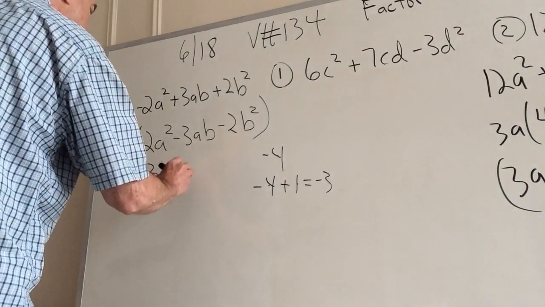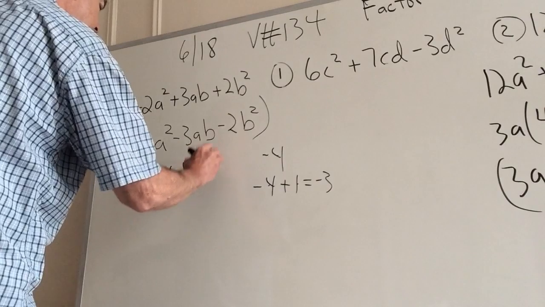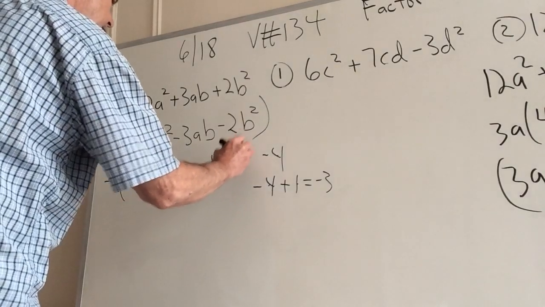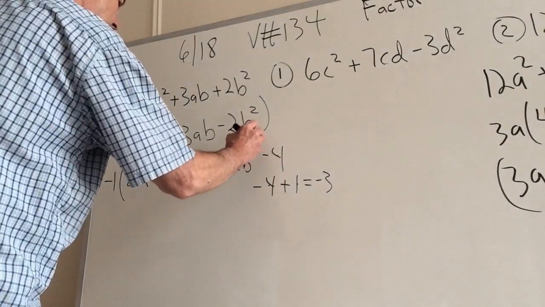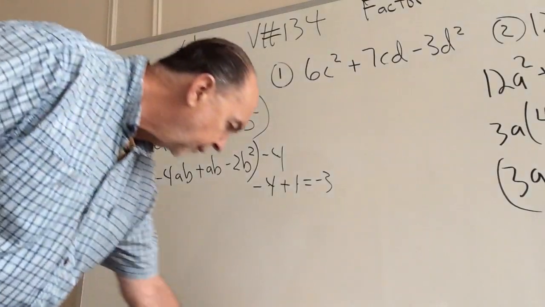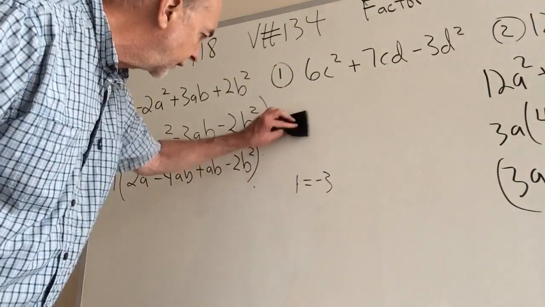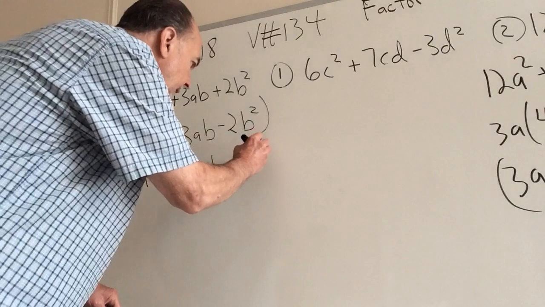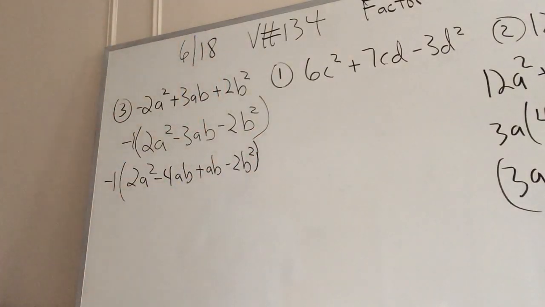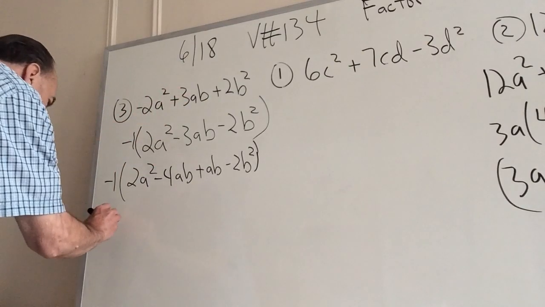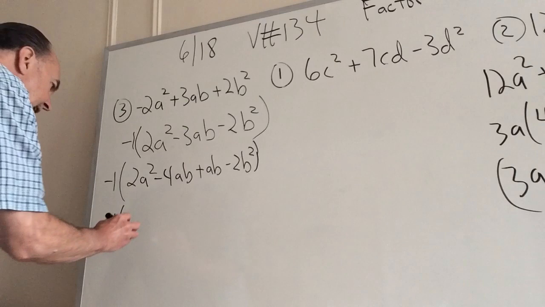And here's 4ab, there's plus ab, and there's minus 2b squared. And I have to get rid of the clutter, weaker students don't like clutter. Okay. There we go. All right? So there we go. I factored out the 1. Now I'm breaking it up into 4 terms. I write the -1 again. I'll need that at the end.